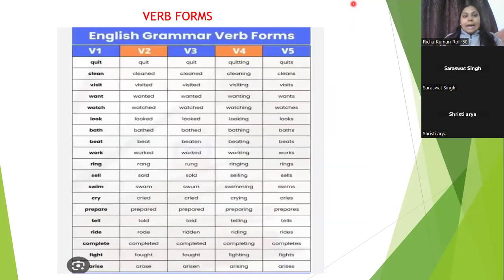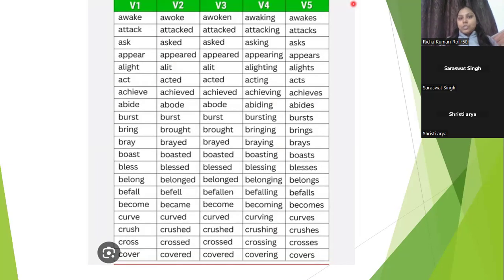So before leaving the class, I just want to tell you that all these verb forms, you have to note it down in your copy. Now, how you will note it down? Just take a screenshot of the first page, and then this next page. Take the screenshot quickly. Taken? Ma'am, wait. Yes ma'am, taken. Taken?